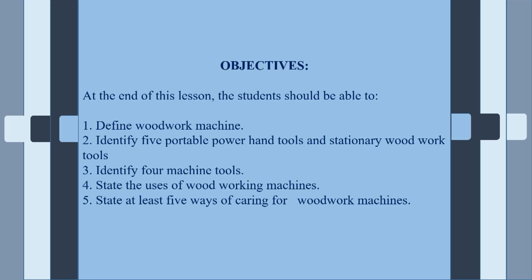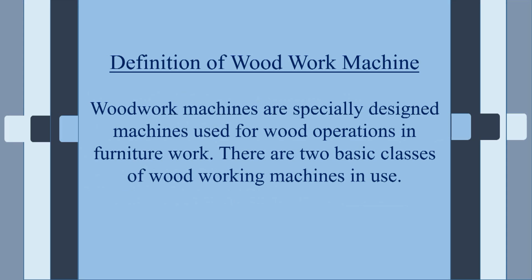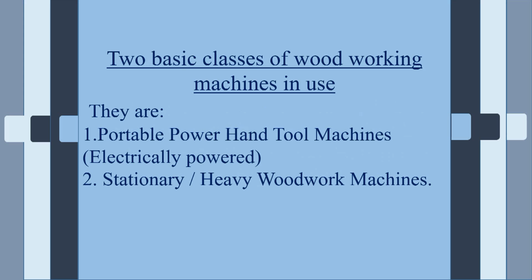Now, the definition of woodwork machine. Woodwork machines are specially designed machines that are used for woodwork operations in furniture work. There are 2 basic classes of woodwork machines in use, which are portable power hand tools machine, which are electrically powered, and stationary or heavy woodwork machines.